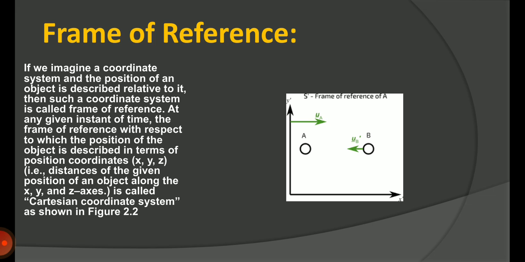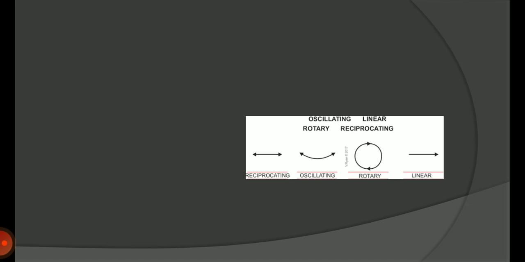Frame of reference. If we imagine a coordinate system and the position of an object is described relative to it, then such a coordinate system is called a frame of reference. At any instant of time, the position of the object is described in terms of position coordinates x, y, z. That is, the distance of the given position of an object along x, y, and z axis is called Cartesian coordinate system, as shown in figure 2.2.